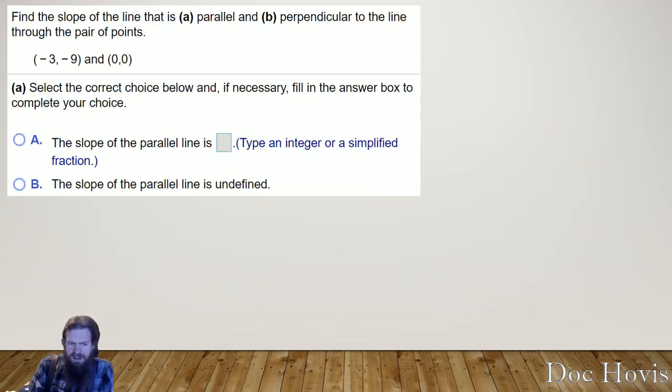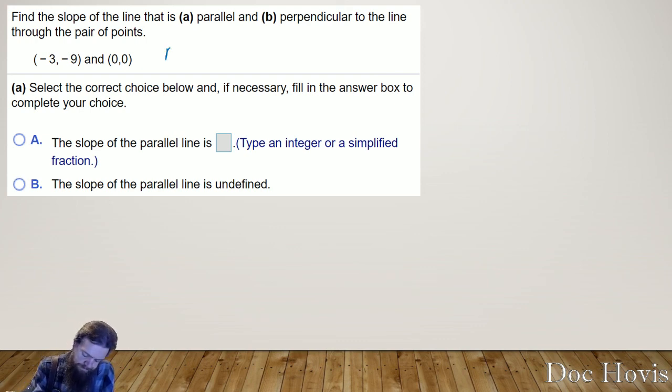All right, and this is where I think the hardest problem is, this one right here. Find a slope of a line that is parallel and perpendicular to the line through the pair of points. I'm just really sorry, guys. We kind of go from basic, and then holy cow, what the heck? Okay, so first thing we're gonna do is find the slope that goes through these points.